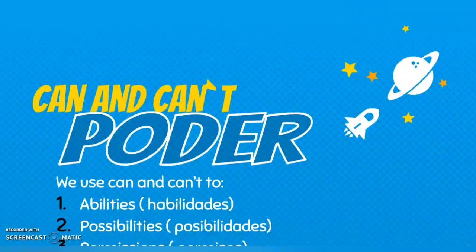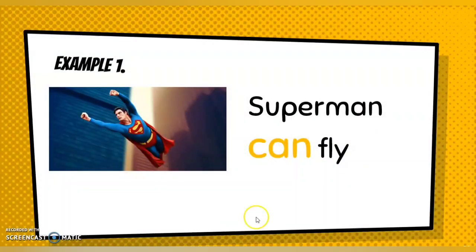So let's have some examples. Number one, Superman can fly. Superman can fly. Superman puede volar. De nuevo, si ven que funciona como un modal verb porque al lado tiene el verbo principal que es fly, volar, y can es el verbo modal, poder. Superman puede volar.